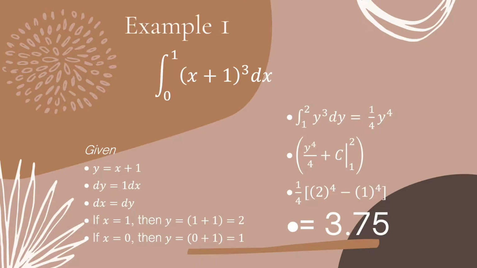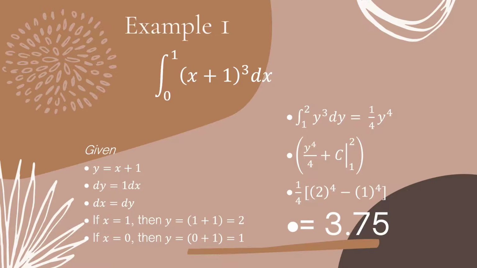So for our example 1, the integral from 0 to 1 of (x plus 1) cubed dx. So first, kunin muna natin yung y. So ang y natin is x plus 1. So kunin natin yung derivative ng x plus 1, which is magiging 1 dx. So pwede natin sabihin is na yung dx is equals to dy.